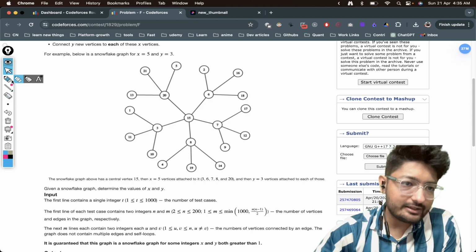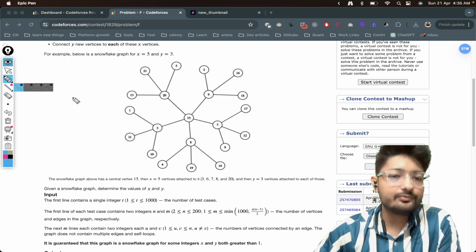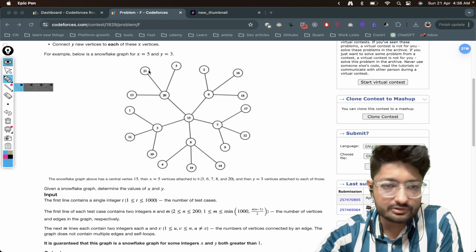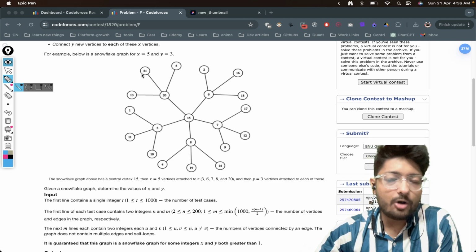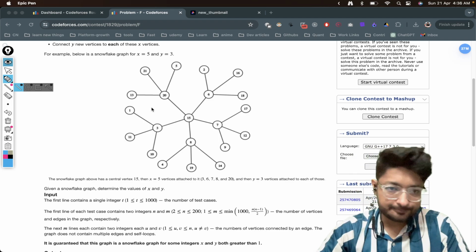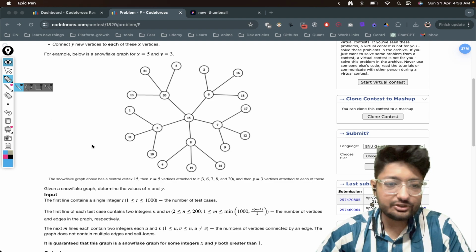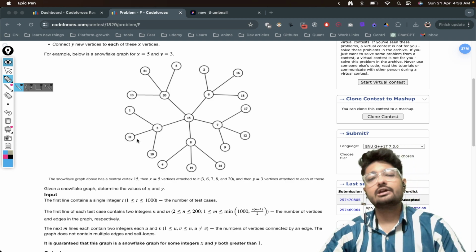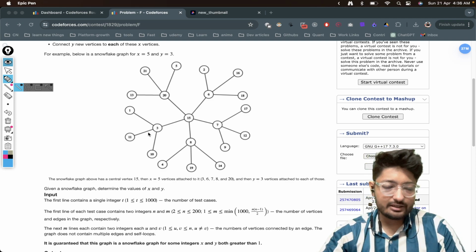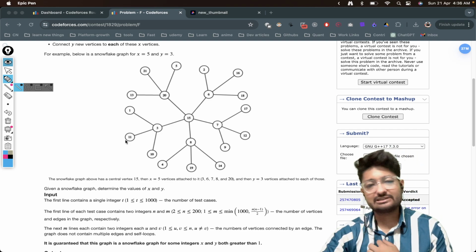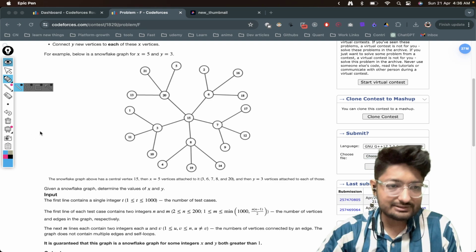Even though it is a graph, we don't actually need to traverse it or find out any of that, because we only have to deal with how many nodes there are and how many connections there are. Let's say you are given edges in the input. An edge means there is a connection between two nodes. So if there's an edge between these two nodes, then this node is connected to one.